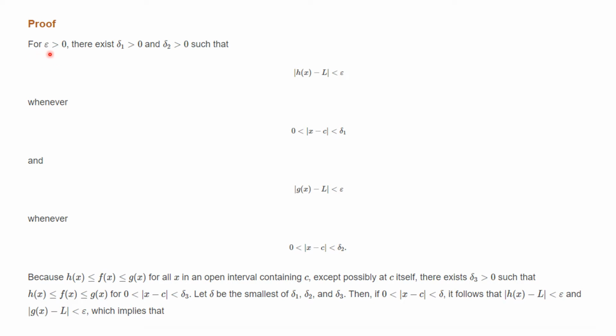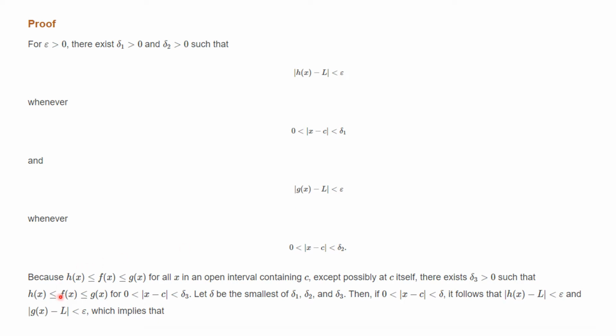But for this epsilon greater than 0, I can find delta 1 such that whenever the absolute value of x minus c is between 0 and delta 1, that forces h of x minus L to be within that same epsilon. And there's a delta 2 that depends on epsilon perhaps, such that if I'm within delta 2, that will force the absolute value of g of x minus L to be less than epsilon.